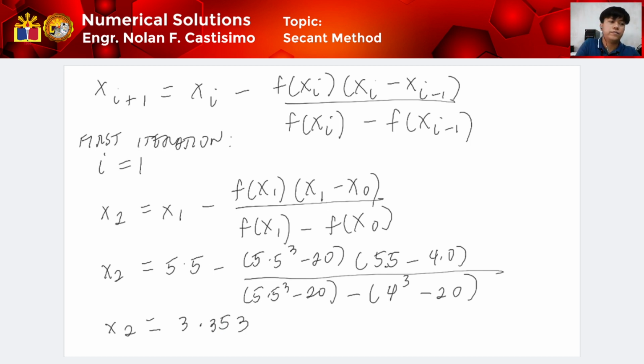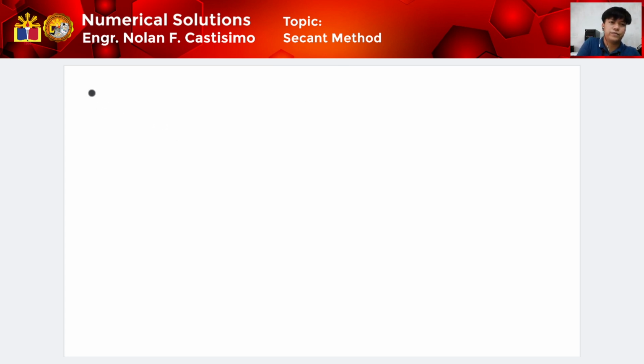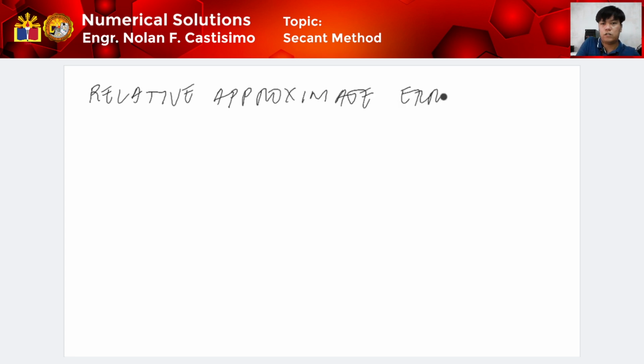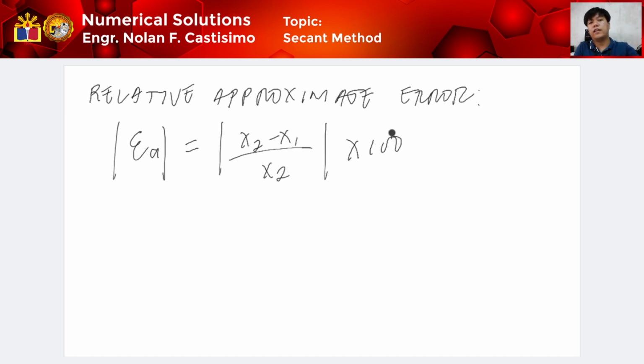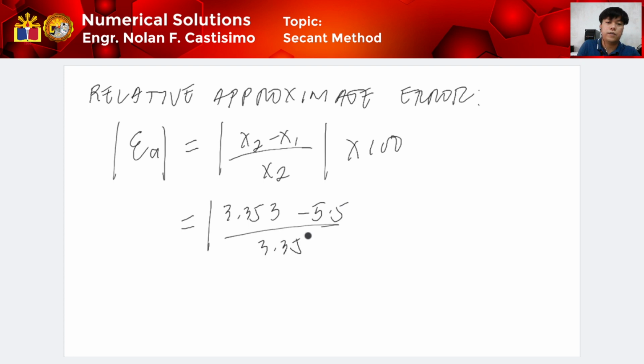And then relative approximate error. So kung matatandaan niyo pa itong formula natin, x2 minus x1 divided by x2 times 100. So parang ito yung mga formula natin na current approximation minus previous approximation divided by current approximation. Diba? Natatandaan nyo? 3.353 minus 5.5 divided by 3.353 times 100. So we have 63.92%.